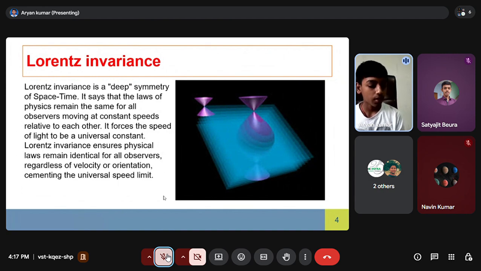Noether's theorem also states that every continuous symmetry in nature corresponds to a specific conservation law. The laws of nature must be the same regardless of where or when you perform an experiment. There are local symmetries also that we have discussed in our previous presentations, so we'll talk about them later. These things lead to the fundamental conservation laws, and Lorentz invariance is like a mathematical core concept of special relativity.